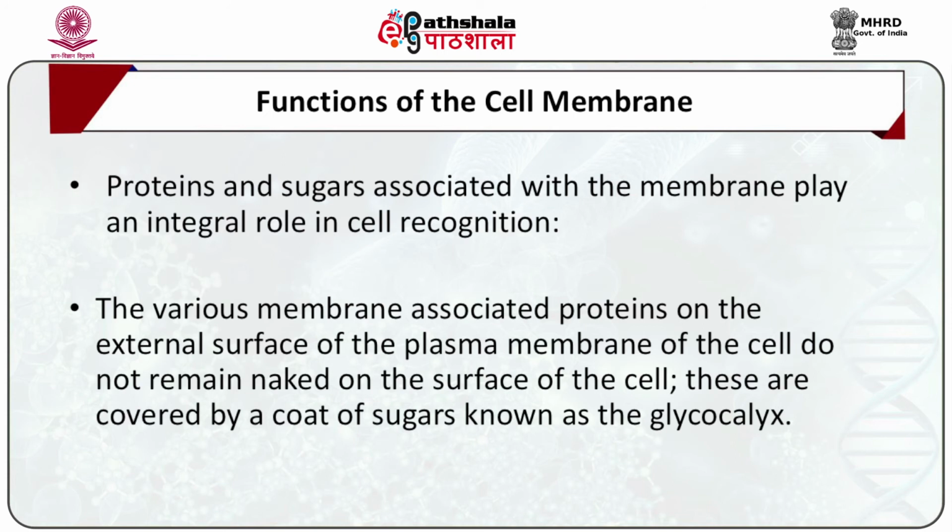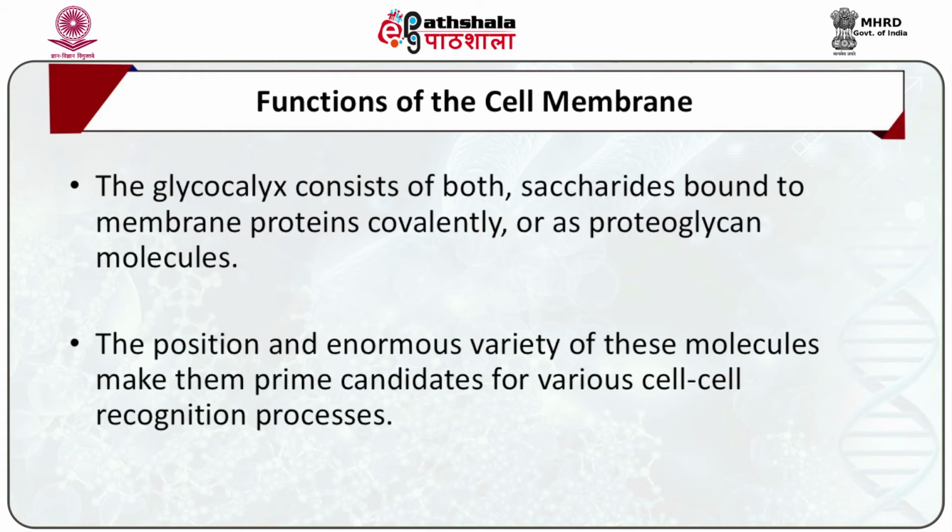Proteins and sugars associated with the membrane play an integral role in cell recognition. The various membrane associated proteins on the external surface of the plasma membrane of the cell do not remain naked on the surface of the cell. These are covered by a coat of sugars known as the glycocalyx. The glycocalyx consists of both saccharides bound to membrane proteins covalently or as proteoglycan molecules. The position and enormous variety of these molecules make them prime candidates for various cell-to-cell recognition processes.